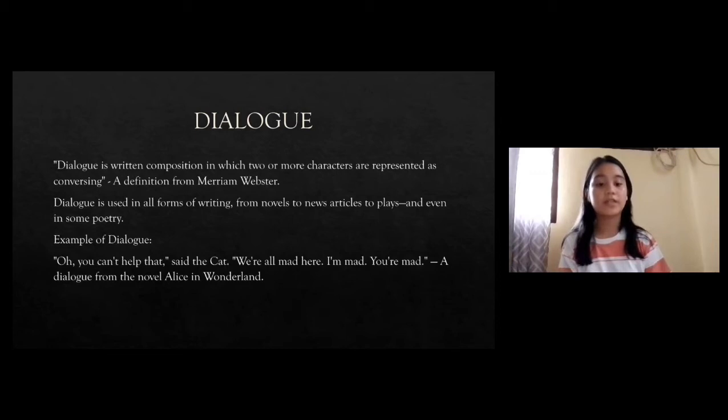As you can see, there is an exchange of conversation in the example, emphasizing the "said the cat." Another example is a conversation between two people which normally happens. Perhaps you won't notice we already practice dialogue. Talking to your friends, family, strangers, and others that can communicate practices the use of dialogue.